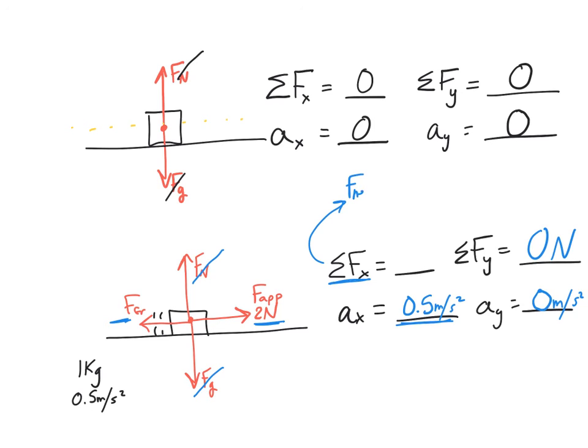F net equals mass times acceleration. You have the acceleration. Do you have the mass? Yep, they gave it to us in the problem. So this was 1. Acceleration is 0.5, so 0.5 newtons. And as the kids say, Yahtzee.